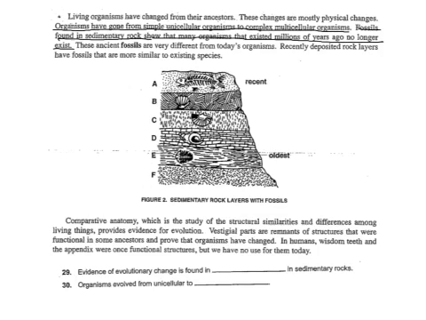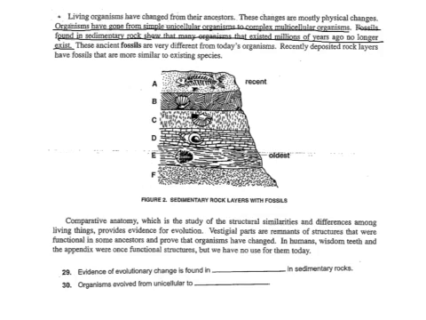If we look at Figure 2, the sedimentary rock layers with fossils, we see that the oldest fossils are found at the bottom of these layers, and the youngest fossils are found at the top. The most recent fossils are always found near the top, and the oldest fossils are always found near the bottom, unless the rock layers have been overturned somehow, which is not very common. Comparative anatomy, which is the study of structural similarities and differences among living things, provides evidence for evolution.